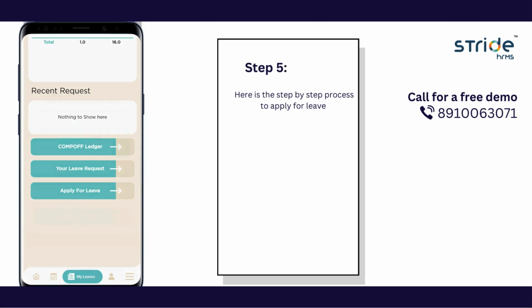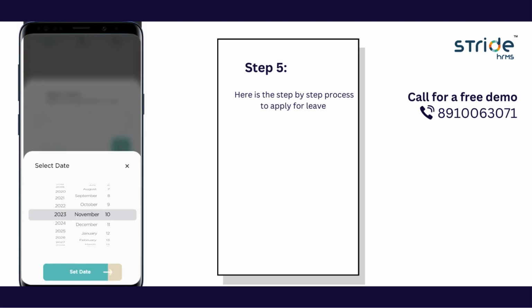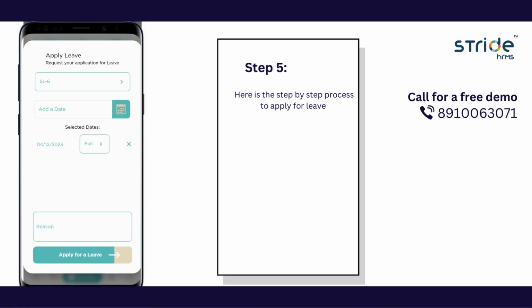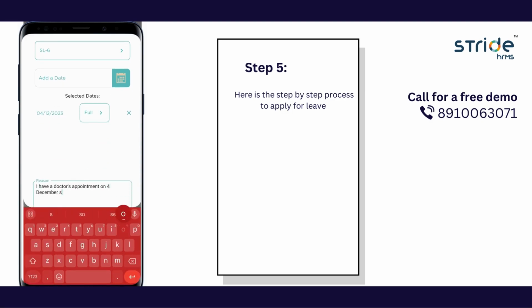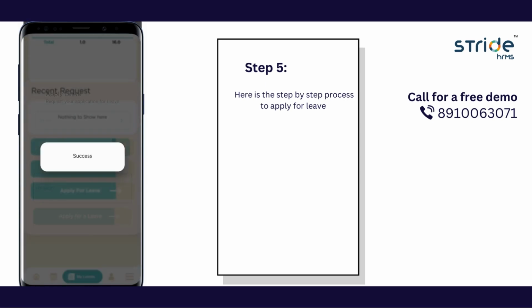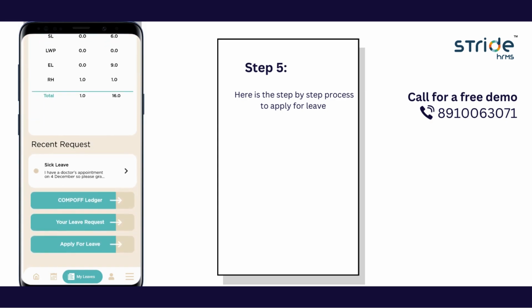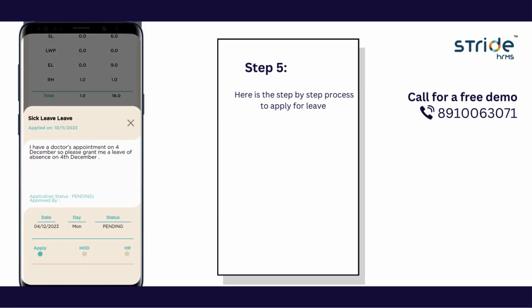Click on Apply for Leave. Select a balanced leave category, then add a date. After adding, select if it's going to be a full-day leave or half-day leave. Then write the reason for applying for the leave. Then click on Apply for Leave. You can see the leave request reflected in your Recent Request section and in Your Leave Request section.